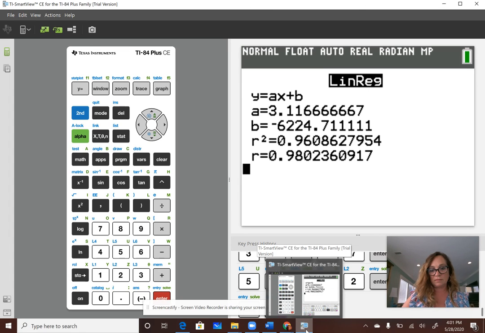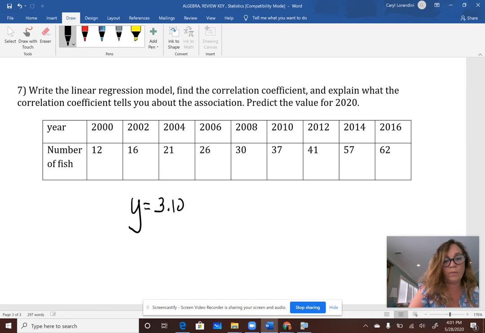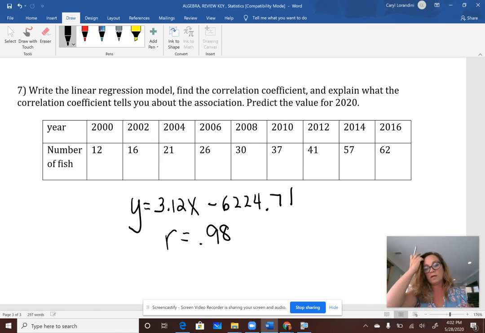Okay, so back to the paper. I'll write this in for you. Y equals 3.12x minus 6224.71. R equals 0.98. The correlation coefficient of 0.98 is close to 1. Therefore, there is a strong linear correlation.